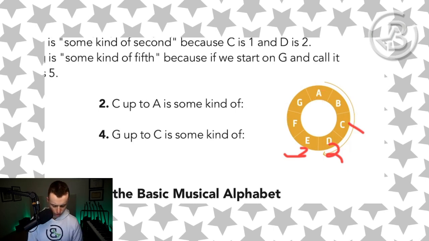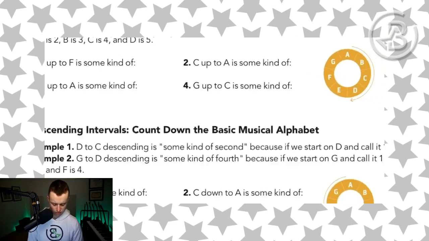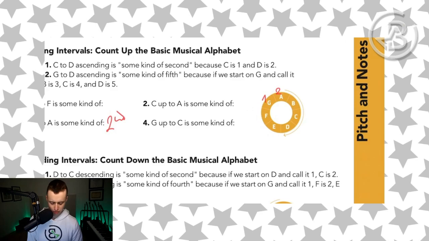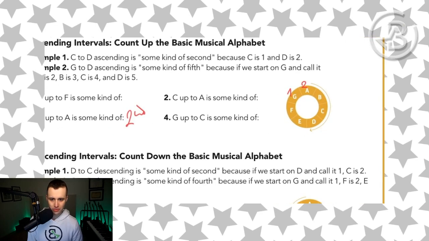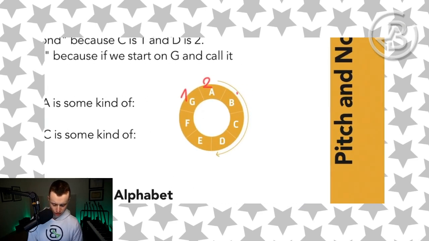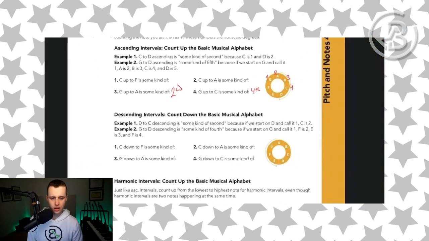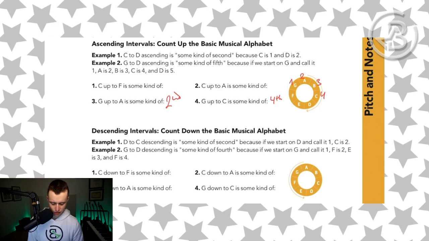We're going to do two more. Okay, G to A is some kind of, all right, G is 1, A is 2, that's some kind of second. And G up to C, G is 1, A is 2, B is 3, C is 4, that's some kind of fourth. So this is how we think of ascending intervals when we're finding some kind of second, some kind of third, some kind of fourth.